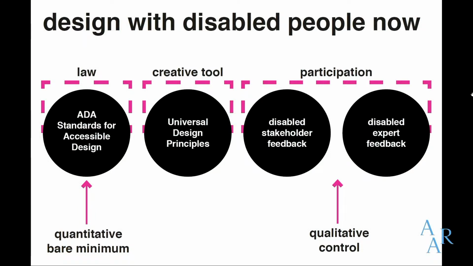We start with the ADA standards and any state codes as the foundation or the baseline to build upon. The next step is to creatively input universal design or other principles of design, such as depth space, as an adaptive tool. And then the final step is to bring in that disabled stakeholder and expert feedback accumulated during the design process as a qualitative control.